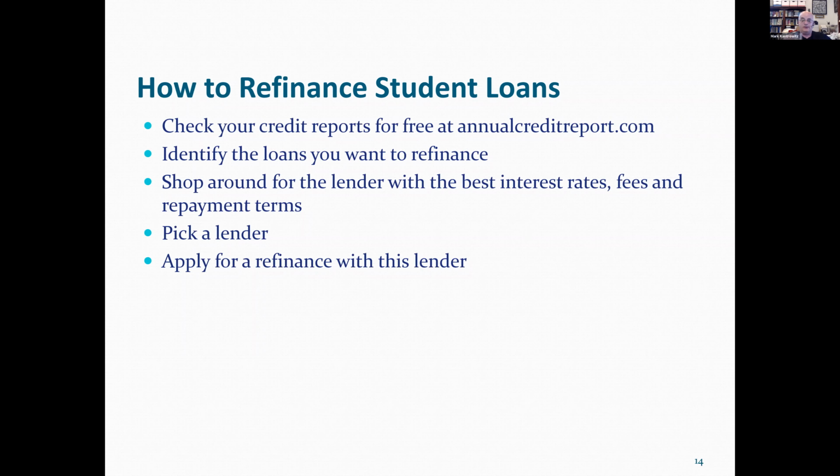And once you pick a lender, you will need to apply for the formal refinance with that lender. The lender that offers you the best rate is usually the best advice. One bit of advice is to apply with a cosigner because that is usually going to get you a lower interest rate, especially if that cosigner has a better credit score than you do.